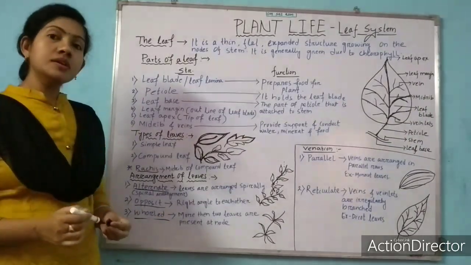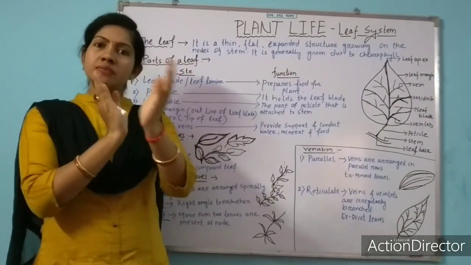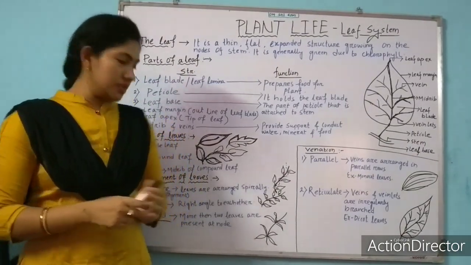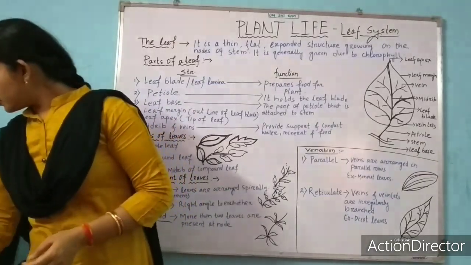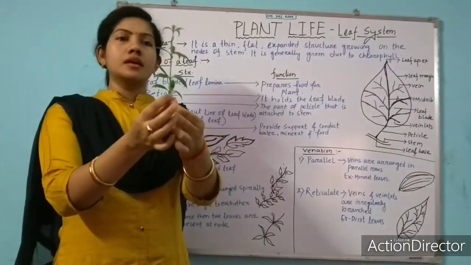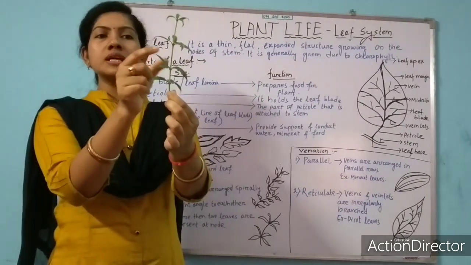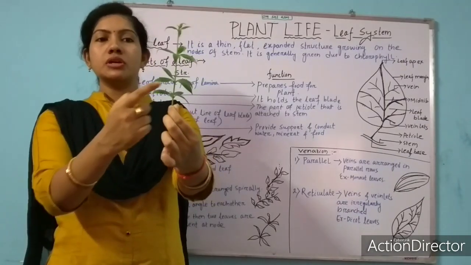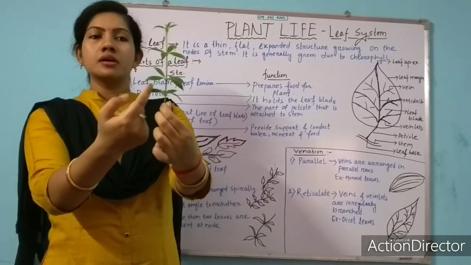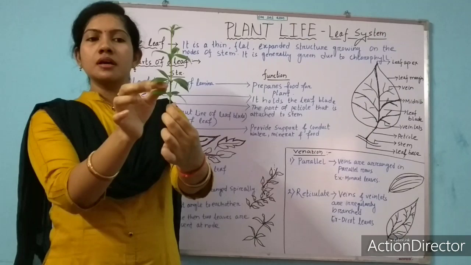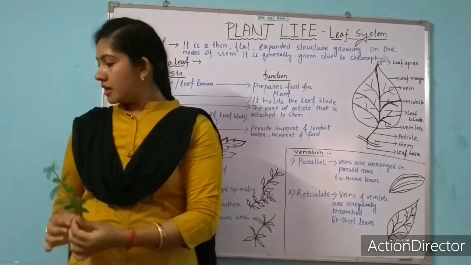Number 3, whorl leaf. Whorl means at a node a number of leaves will be there, more than 2 leaves are present at a node. I can also show you. See, if these are the nodes, can you see there are 4 leaves present at each node? We call it whorled arrangement. Whorl. More than 2 leaves arranged at the node, we call it whorled arrangement. Now you can compare.